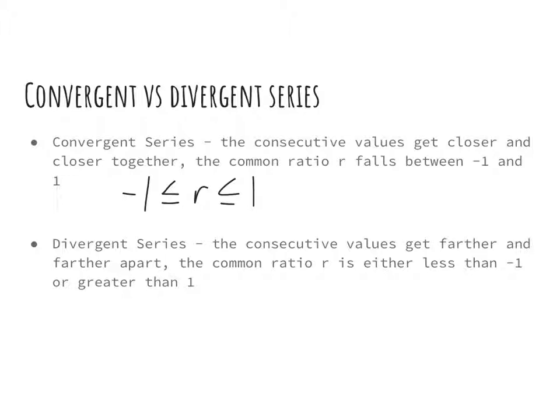A divergent series, the consecutive values get further and further apart. The common ratio r is either less than -1 or greater than 1. So we would say r is less than -1 or r is greater than 1. If we find our common ratio, we can tell whether it's convergent or divergent based on what that common ratio is equal to. If it's between -1 and 1, it's convergent. If it's less than -1 or greater than 1, it is divergent.